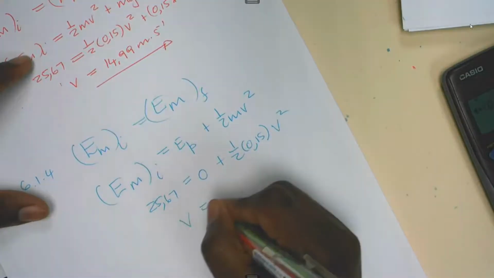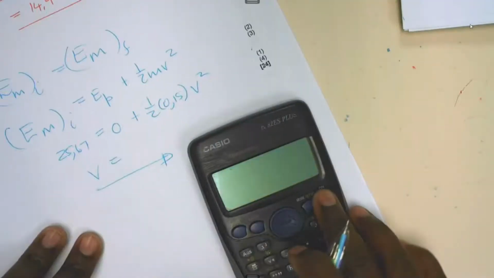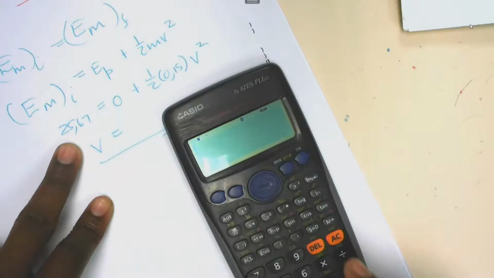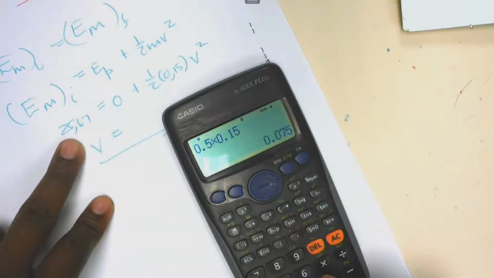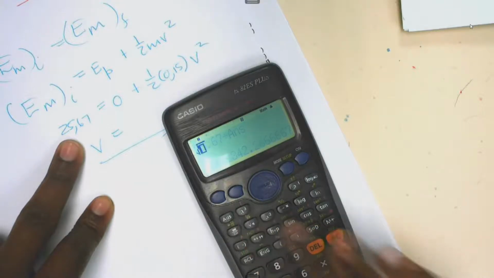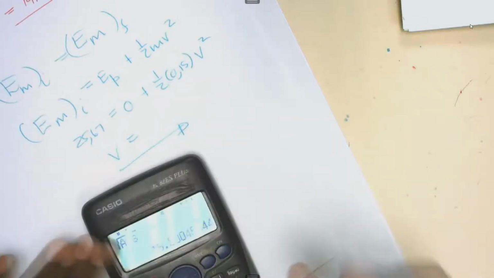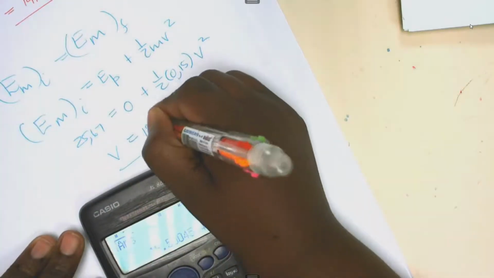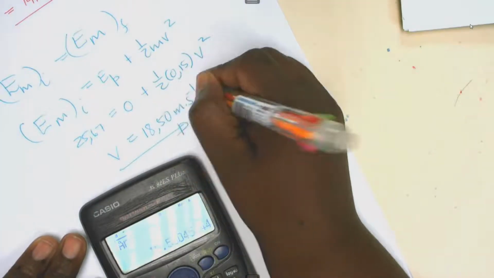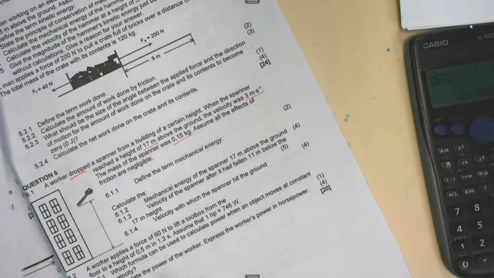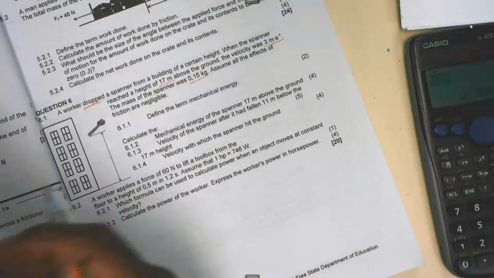And you'll see that the velocity is going to be, if we say 0.5 times 0.15, and then we say 25.67 divided by the answer, and we take the square root of the answer, then we are going to get that the velocity is 18.50, and we must not forget the unit is meters per second.